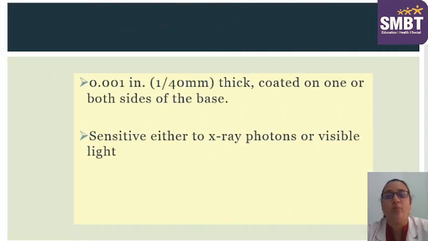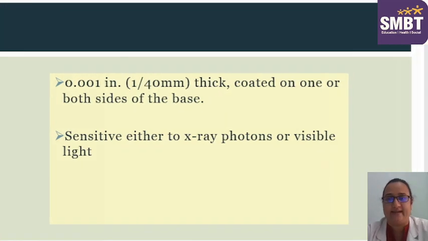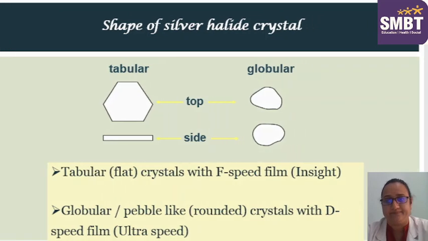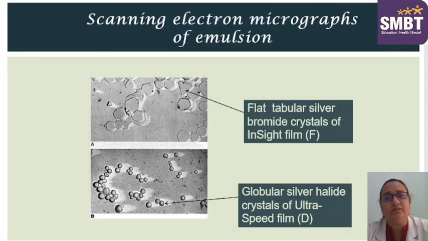It is approximately 0.001 inch thick, coated on one or both sides of the base, and it is sensitive either to X-ray photons or to visible light. Now, the shape of the silver halide. The silver halide can be tabular or globular. Tabular are the flat crystals which are present in the E/F speed film, that is inside, and globular or pebble-like rounded crystals are present predominantly in the D speed film, that is Ultra. This is the cross section or scanning electron micrograph of the emulsion, where you can see the tabular and the globular silver halide crystals in the emulsion matrix.